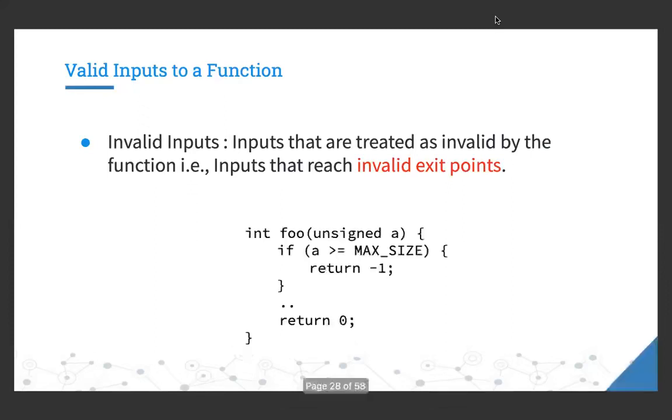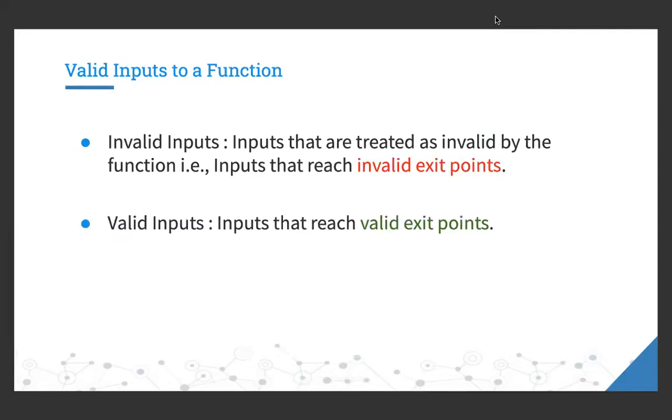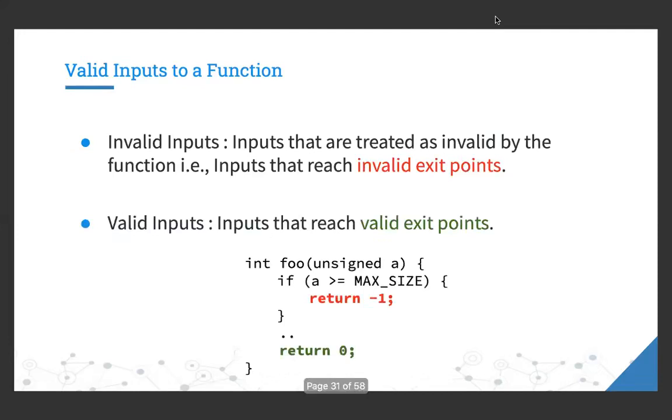Let's look at an example. This is a simple function foo. We can see that it has two exit points, return 0 and return -1. Intuitively, we can see that return -1 is an invalid exit point. So all the inputs that can reach return -1 can be considered invalid inputs. Similarly, all the inputs that reach valid exit points can be considered valid inputs. In our example, return 0 is a valid exit point, so all the inputs that reach return 0 can be considered valid inputs. Now, how can we find valid inputs?